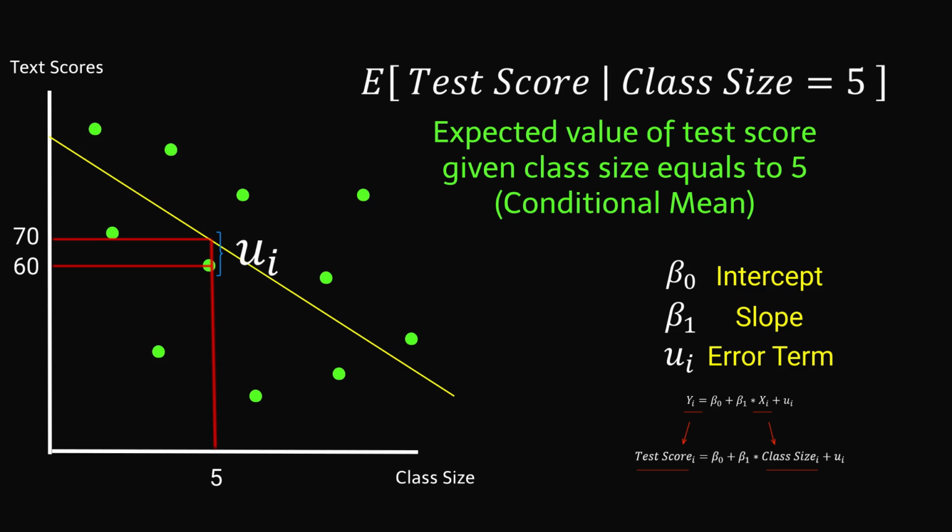So, to summarize, regression analysis is about finding the line that best summarizes the relationship between two variables. It can be used to estimate causal effects or to predict outcomes, depending on the question we want to answer.